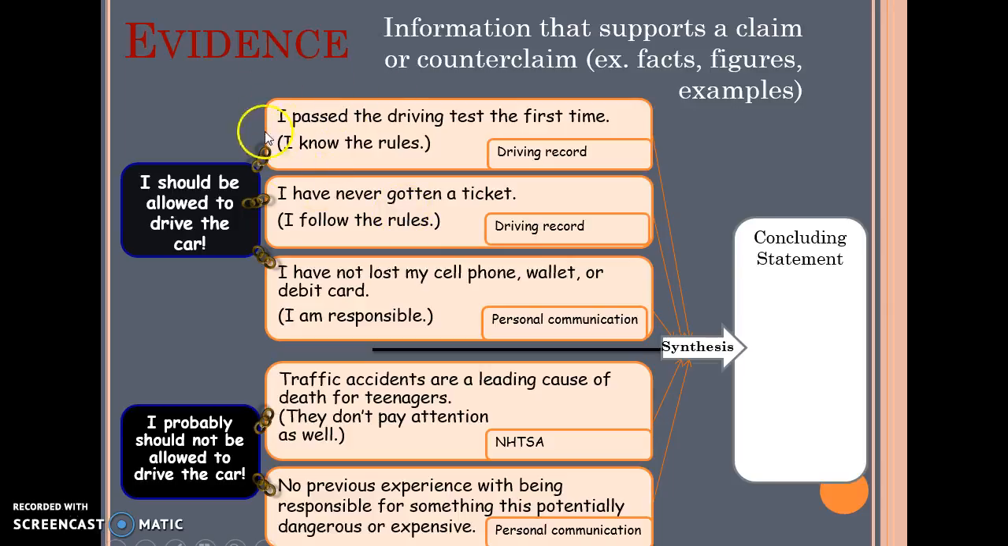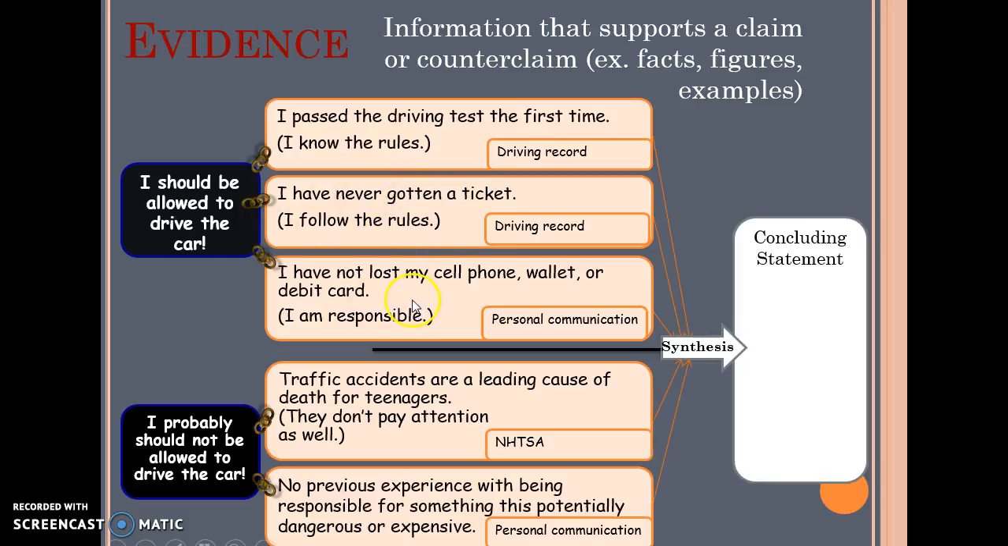So to warrant the warrants that support the claim, I passed the driving test the first time. That shows that I know the rules. The driving record can support that fact or that statement. I have never gotten a ticket. The backing, your driving record, can support that warrant. It shows that you follow the rules.